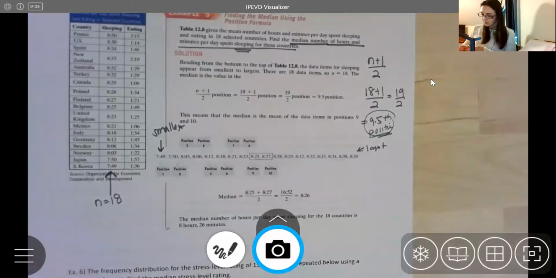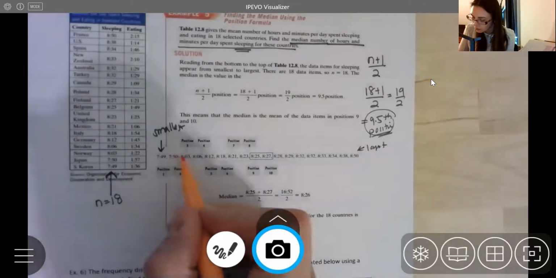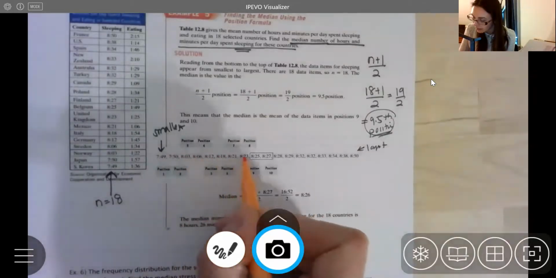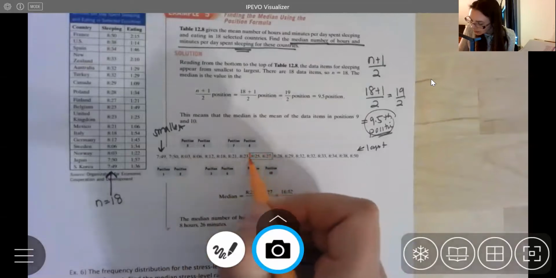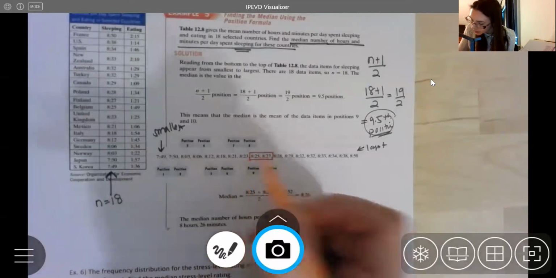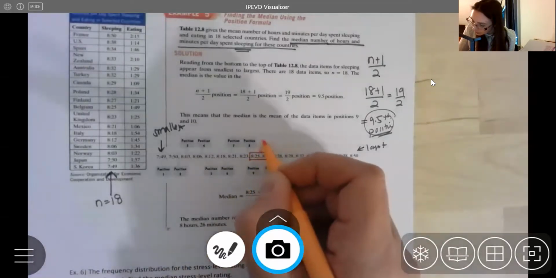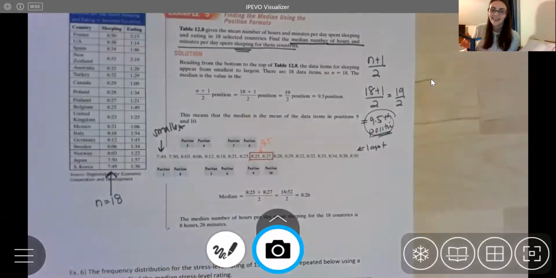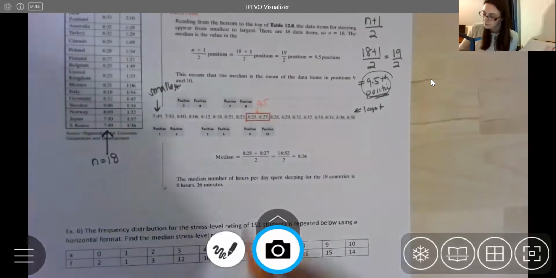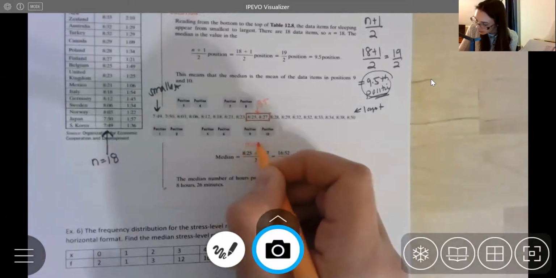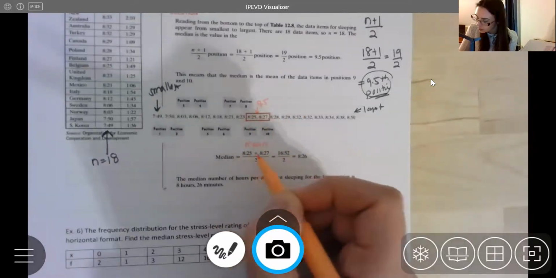So if I count in, I see 1, 2, 3, 4, 5, 6, 7, 8, 9. So here's the 9th position, and here is the 10th position, right? And I guess 9.5 would be right in between those two. So what you do is you find the mean of those two positions. So we're going to take the mean here. So we're going to add those two together.